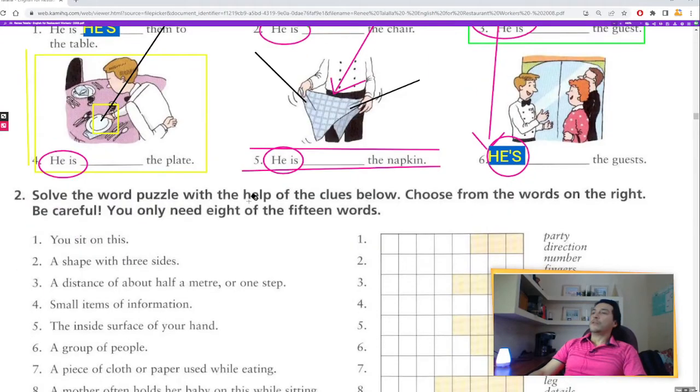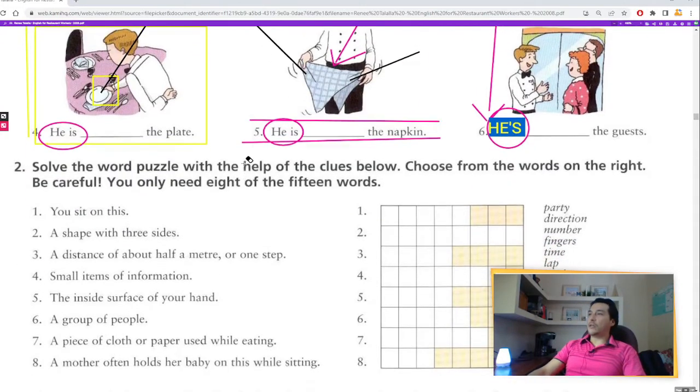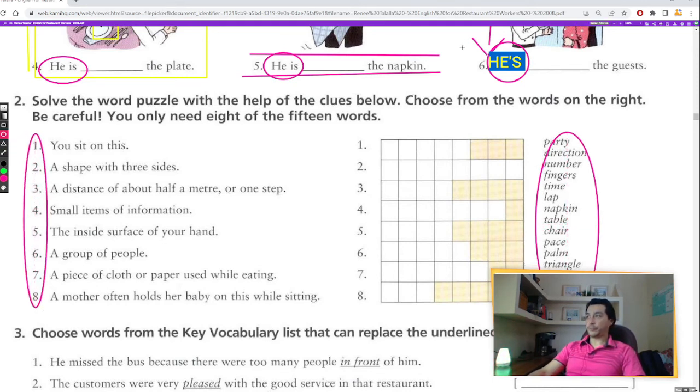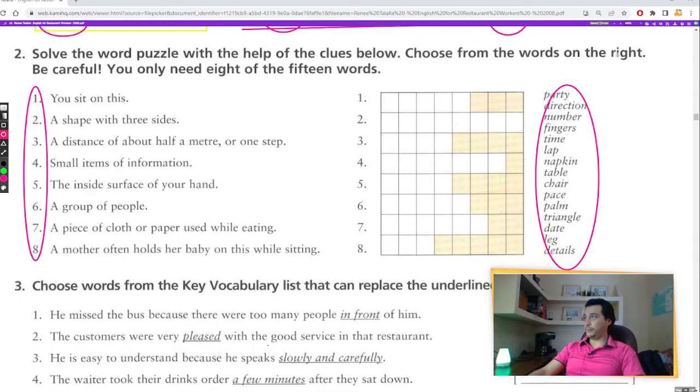So, let's go to exercise number 2. Exercise number 2. Solve the word puzzle with the help of the clues below. Choose the words from the right. Here are the words. And we have the clues.